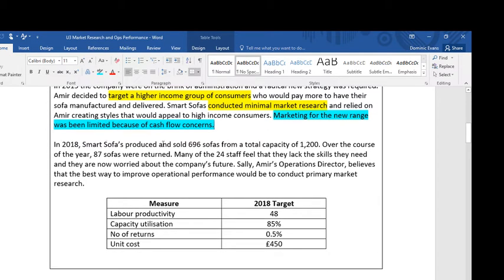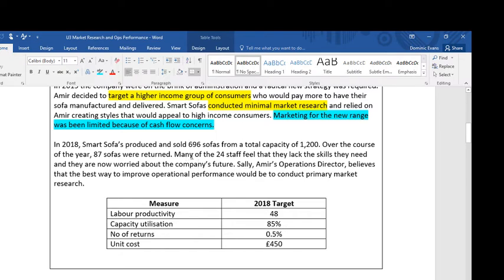In 2018, Smart Sofas produced 696 sofas from a total capacity of 1,200. Now, whenever AQA give you numbers, often you're able to make calculations, and because you know all of the calculations in the specification, you'll immediately see that you can calculate capacity utilization from here. Over the course of the year, 87 sofas were returned. So their target number of returns, 0.5%. When they give you data here, AQA are often saying, look, we want you to make this calculation. So if they've had 87 sofas returned out of 696, you can see how they're doing in relation to that target.